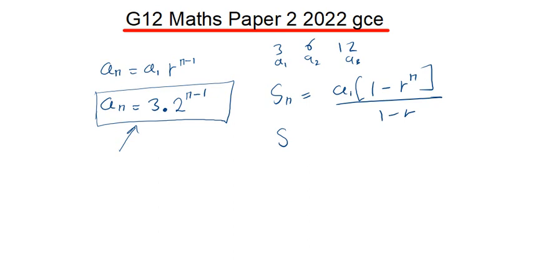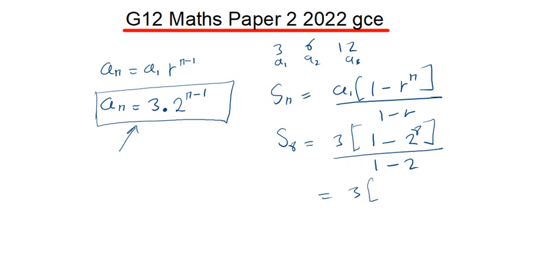So if you say sum of the 8 terms, you're going to put 8 here, equals the first term, which is 3, open bracket 1 minus your common ratio, which is 2, to the power n, which is 8, divided by 1 minus 2, which is our common ratio. So here I'm going to have 3, and 1 minus 2 to the power 8 is going to be 1 minus 256, divided by negative 1. So this is just going to be 3 multiplied by negative 255, divided by negative 1.